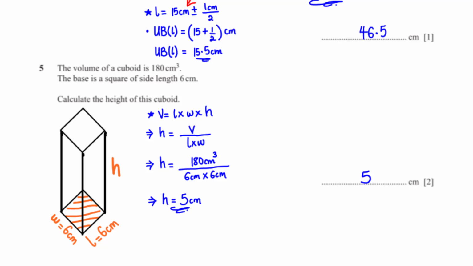The volume of a cuboid is 180 centimeters cubed. The base is a square of side length 6 centimeters. Calculate the height of this cuboid. So to find the volume of a cuboid, we know the formula as length times width times height. Since we are finding the height of the cuboid, we make the height the subject of the formula, and that gives us the volume divided by the length times width. So we slot in the values given in the question, and we have a final answer of the height as 5 centimeters.